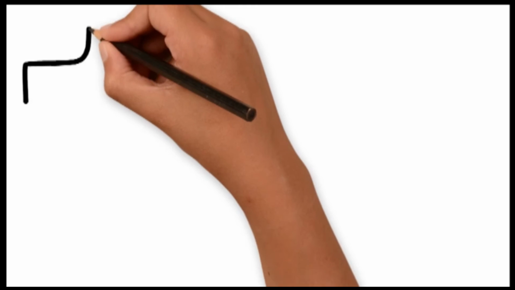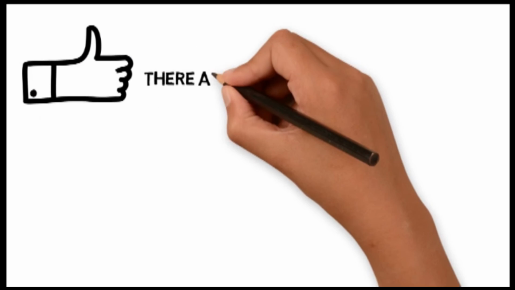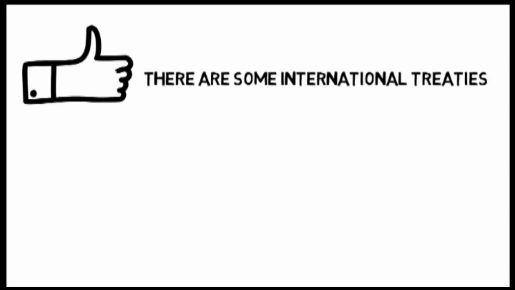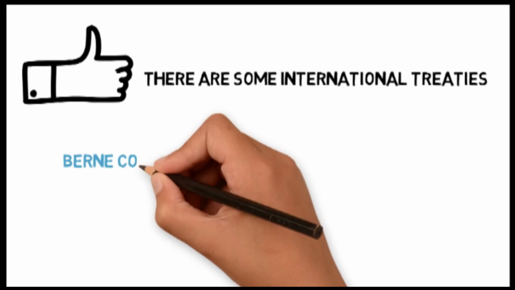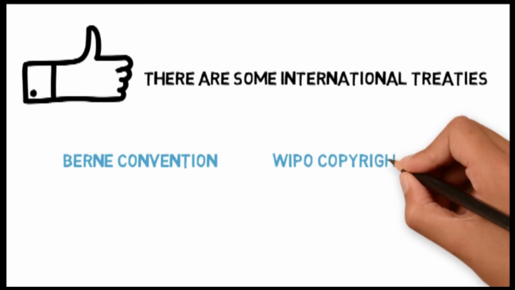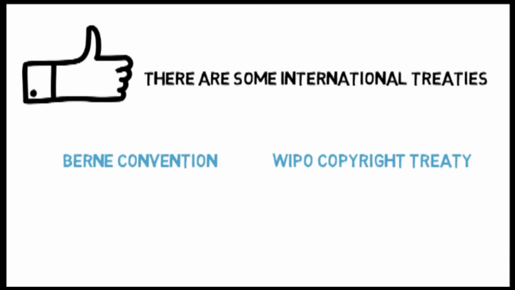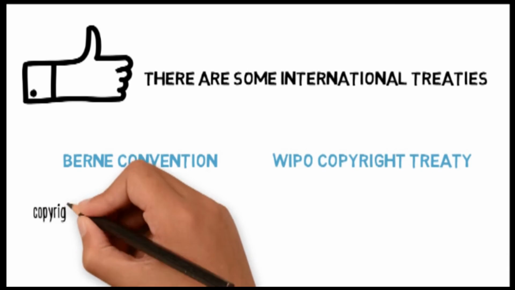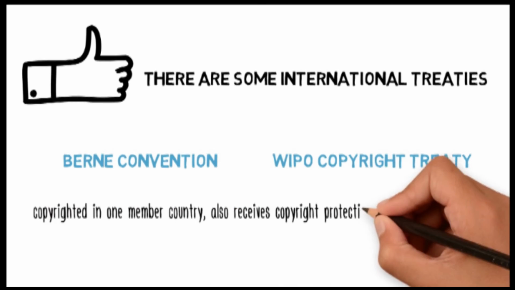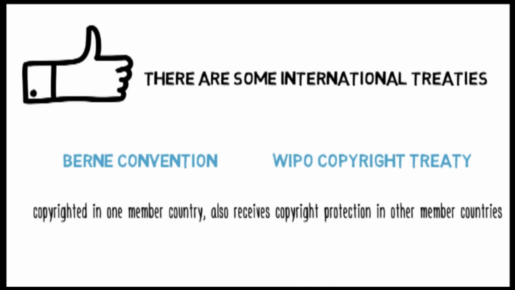But the good news is, in fact, there are some international treaties that help coordinate and standardize copyright protection among all the countries that are signatories to the treaties. The two broadest treaties are the Berne Convention and the World Intellectual Property Organization Copyright Treaty. These international treaties assure that your work, copyrighted in one member country, also receives copyright protection in other member countries.